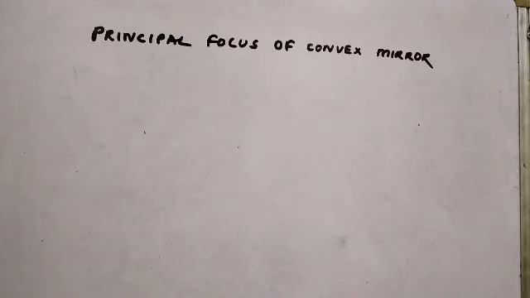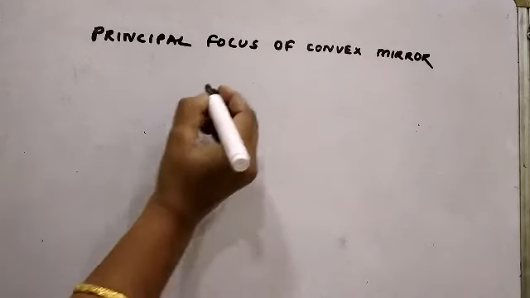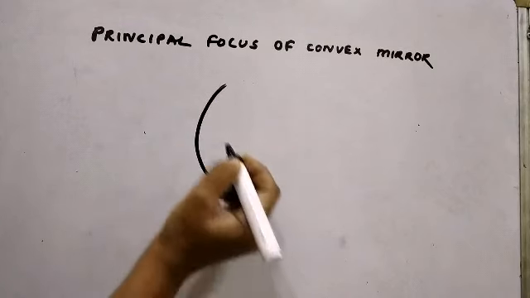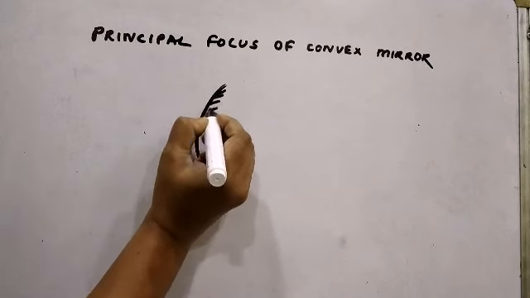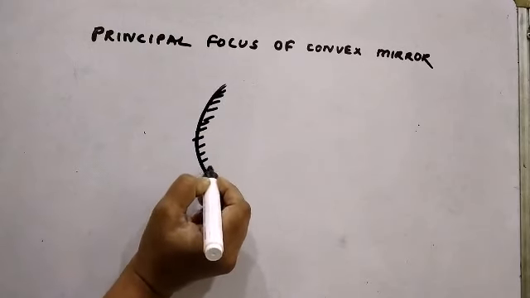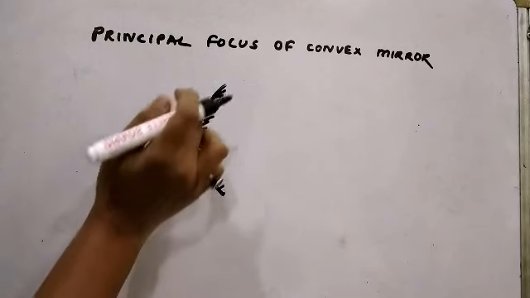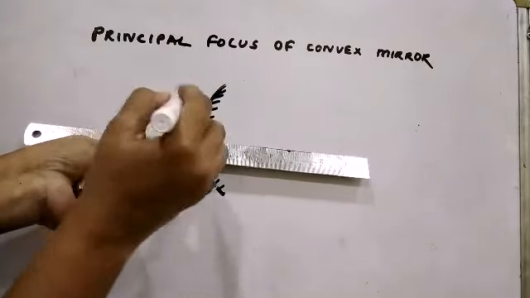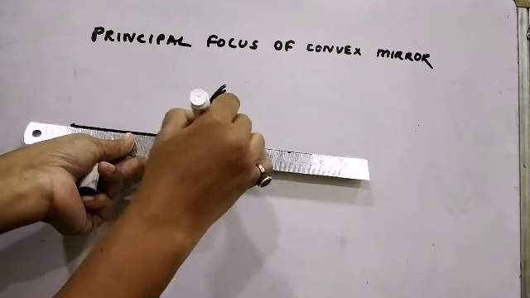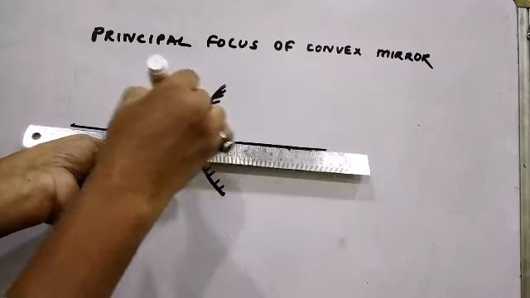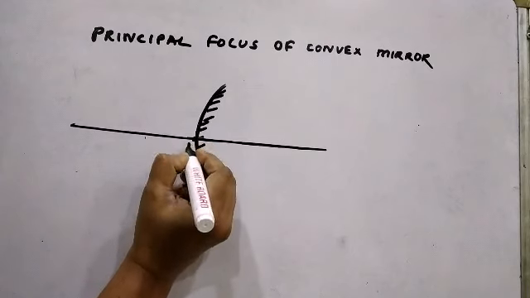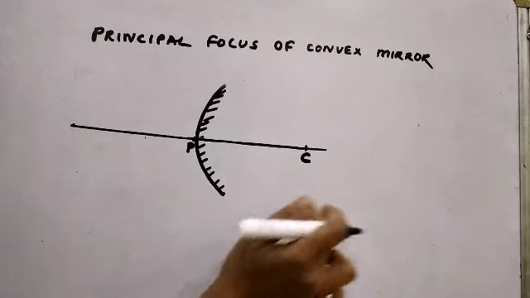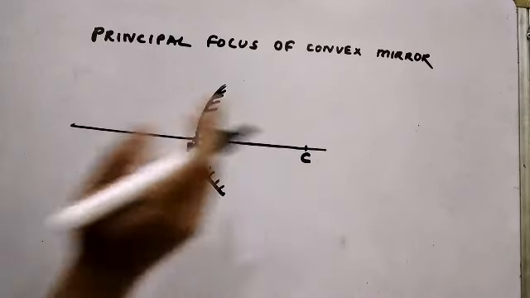Principal focus of a convex mirror. Now I am going to draw a convex mirror. A convex mirror is a mirror where the inner surface is silvered and the outer, bulging surface is the reflecting surface. If I draw a straight line passing through the pole and center of curvature of a convex mirror, this is your principal axis. This is the pole of the mirror. Where will the center of curvature be? The center of curvature will be on this side because the sphere will be like this. Therefore, the center of curvature will be here.